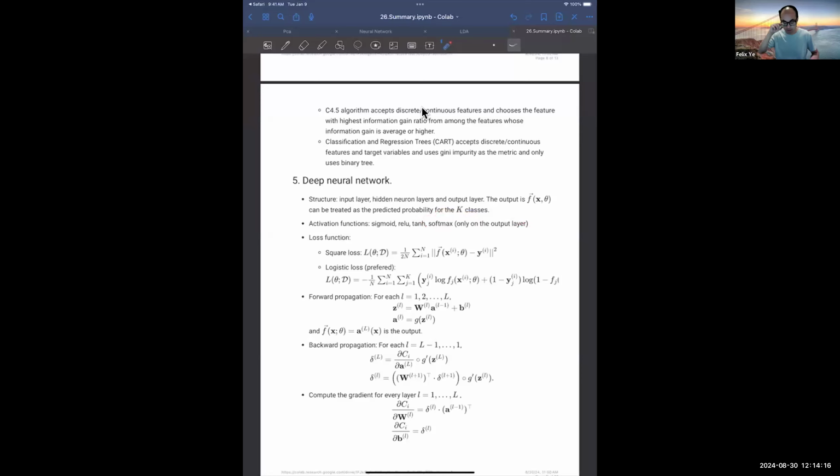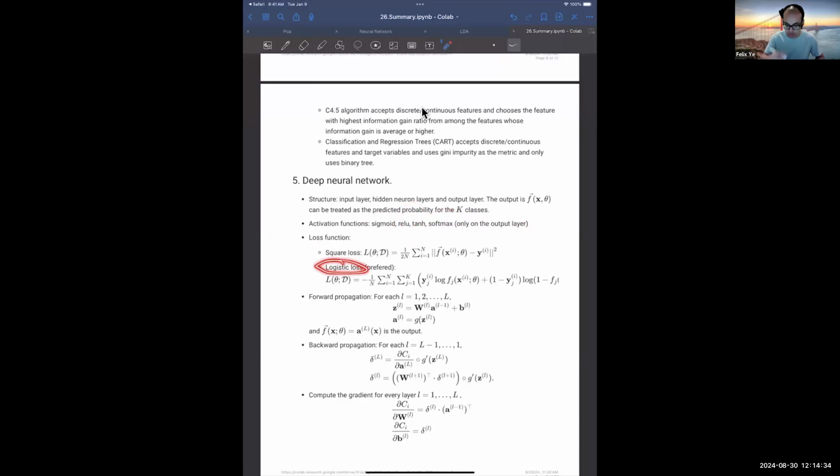There are a lot of activation functions that we can choose: sigmoid, ReLU, hyperbolic tangent. Softmax can only be applied on the output layer, right? And you can use various different loss functions. You can mix and match.